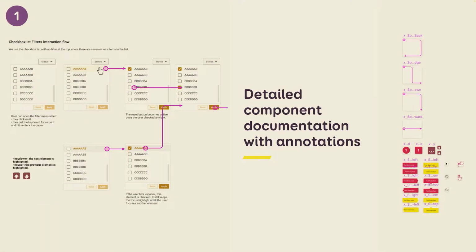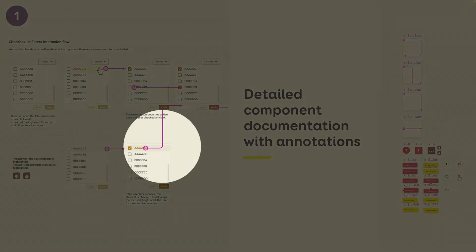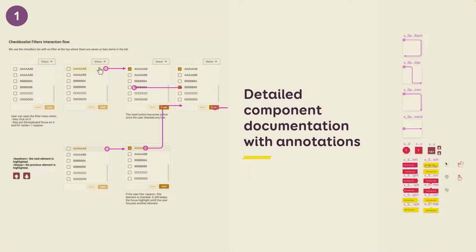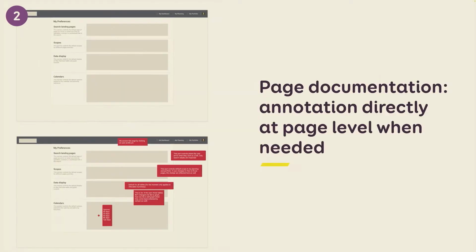I also created some Sketch templates for annotation. So this is what you have on the right of my screen here. I have boxes, arrows, and everything I need. I can just drag and drop those directly in the mockup to document it very quickly. I have a second type of documentation, which is at page level.